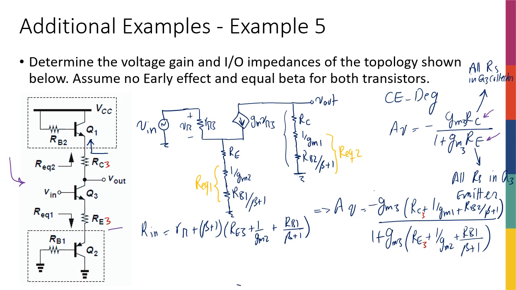Okay. How about Rout? Rout is going to be looking up in parallel with looking down. Looking down, because there's no Early effect, I'm going to have infinity. So there's no ro, so this is infinity. Anything in parallel with infinity is going to be itself, right? So it's just going to be whatever I see looking up. So it's going to be RC3 plus 1 over gm1 for Q1 plus RB2 divided by beta plus 1.